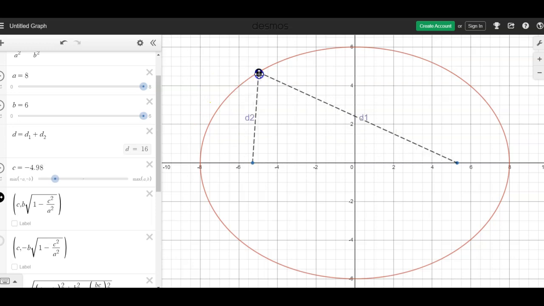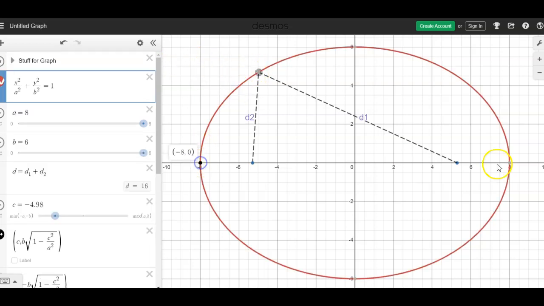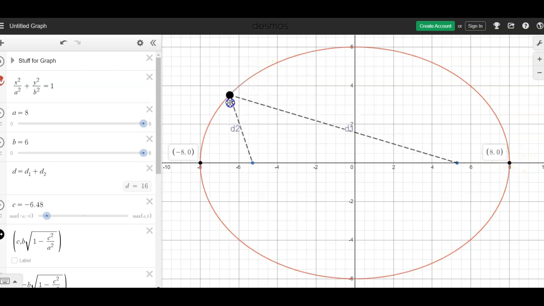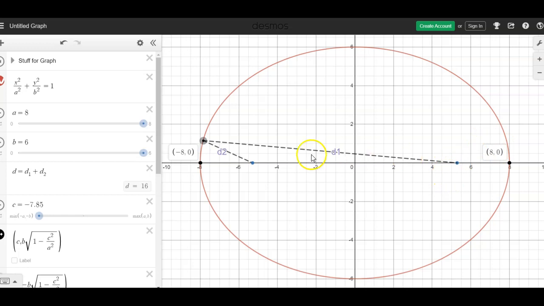So what is the sum of the 2 distances? The sum of the 2 distances, as you probably have already figured out, is double whatever A is. And why is that? Well, because A is the endpoints of these axes. And when I rotate from here down, notice D1 is starting from this focus and going to the point. So when I go all the way down, D1 goes from that focus all the way to that point. And D2 goes from this other focus to that point.